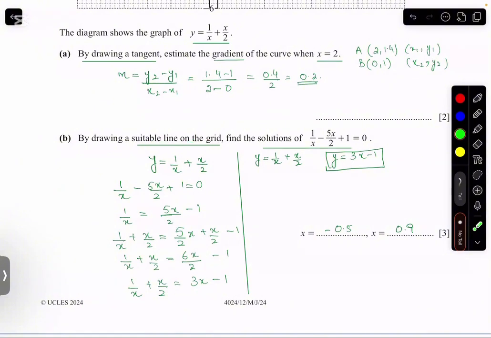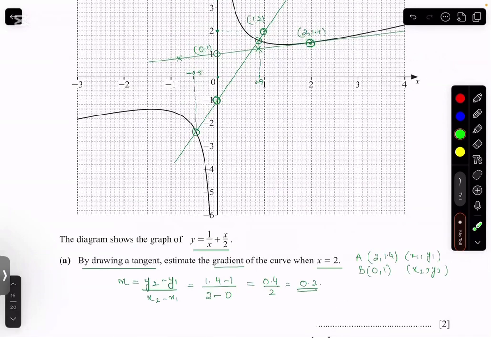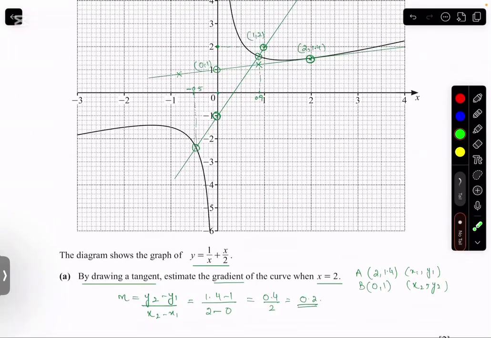3x minus 1. Minus 1 is the y-intercept. Gradient is 3. So with respect to negative 1 and the gradient as 3, I have drawn the line. To draw the line, obviously I only needed 2 points. So I said, all right, 1, 2, 3, 3 units rise.